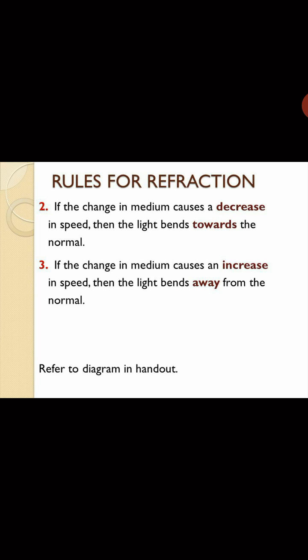And in refraction, if you draw a straight line, the angle of incidence and the angle of refraction are formed on either side of the normal. So in refraction, the light ray bends towards the normal. And if the speed of light is increasing when it passes from one medium to another, then the light ray bends away from the normal.